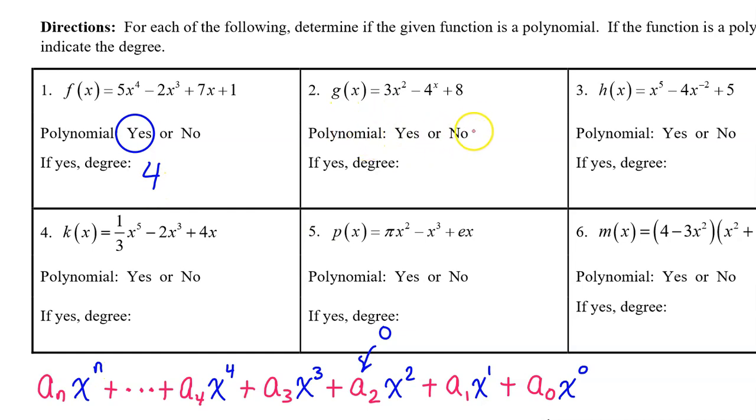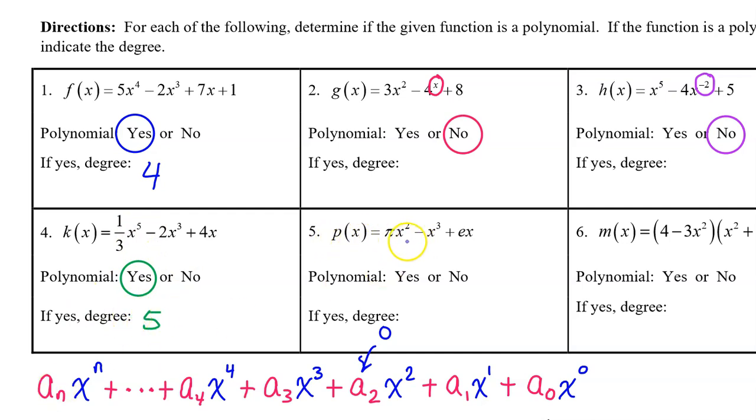Problem number 2 is not a polynomial because you can't have any exponents that are variables like this. Looking at problem number 3, this is not a polynomial because you can't have exponents that are negative. K of x is a polynomial because it does fit the pattern that I described below, and the degree is 5, the highest exponent.